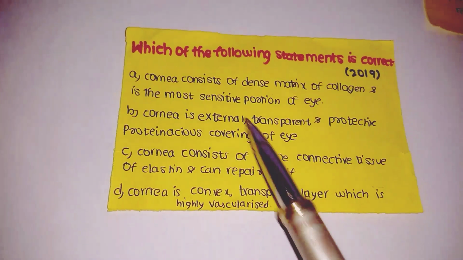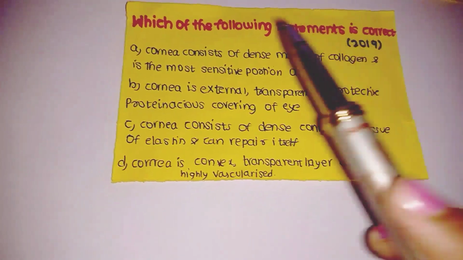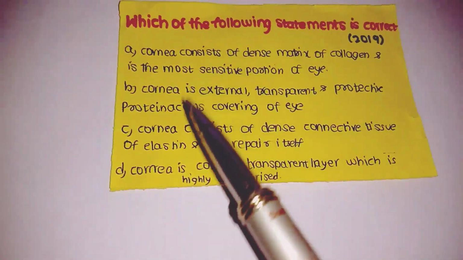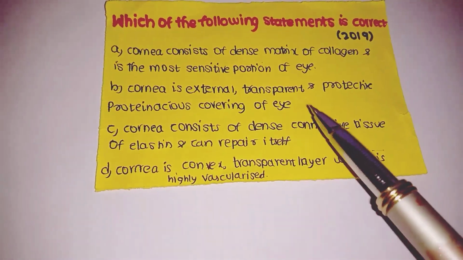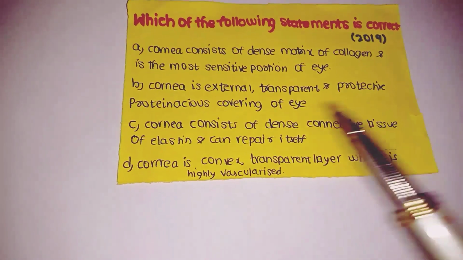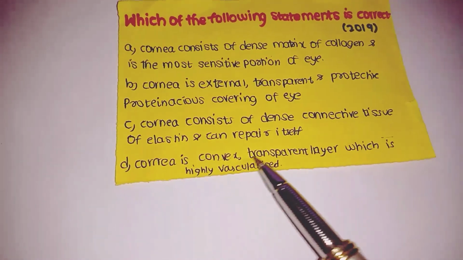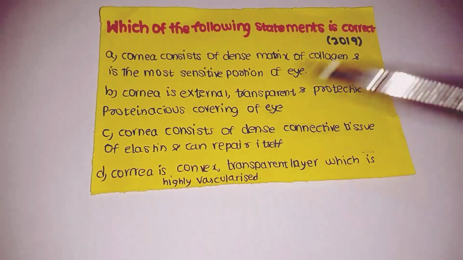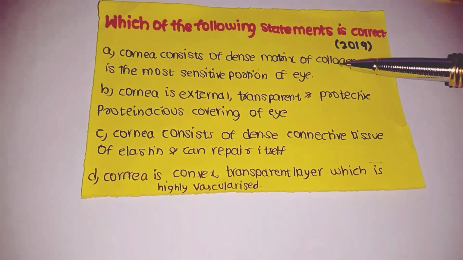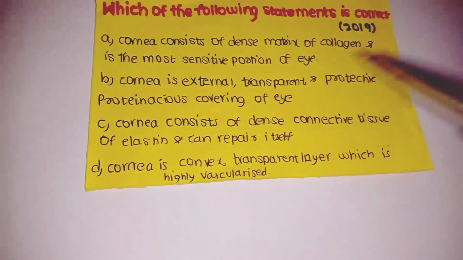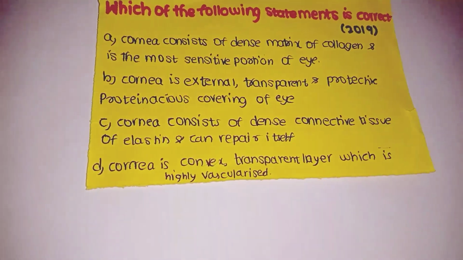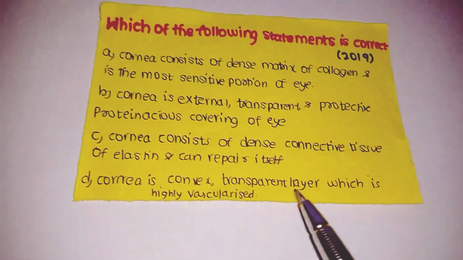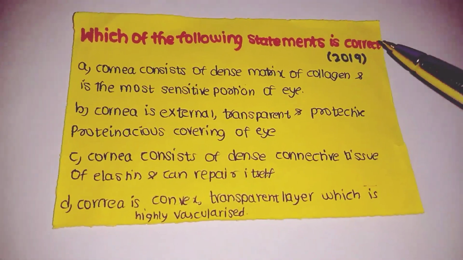Which of the following statements is correct? Cornea consists of dense matrix of collagen and is the most sensitive portion of the human eye. Cornea is the external transparent protective proteinaceous covering of the eye. Cornea consists of dense connective tissue of elastin and can repair itself. Cornea is a convex, transparent layer which is highly vascularized. The correct option is option 1 because it is a dense matrix of connective tissue, that is collagen, and is the most sensitive portion of the eye. It is not the protective proteinaceous covering, it is not the connective tissue of elastin, and it is not highly vascularized. This question was asked in NEET.